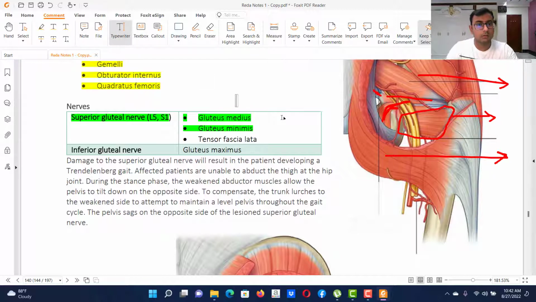These are called the adductors of the hip.